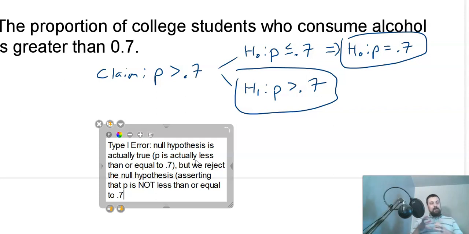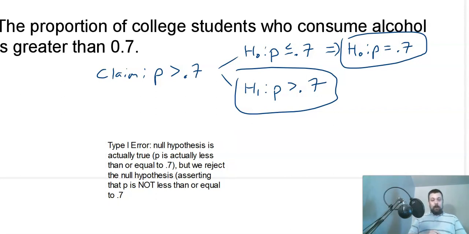So in this hypothesis testing, we're not going to go through the whole thing, but just given the hypotheses that we have, if we were to make a type 1 error, what would that look like? It would be the case where the null hypothesis is actually true, but we decide to reject it because of the numbers that we had to work with. And so we would end up asserting that the null hypothesis is false, that p is not less than or equal to 0.7, when in fact it actually is less than or equal to 0.7. That's what it would look like if we make a type 1 error.